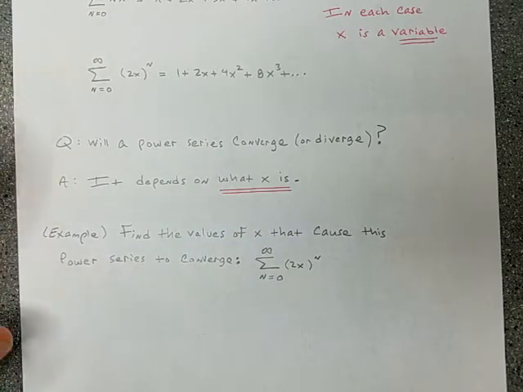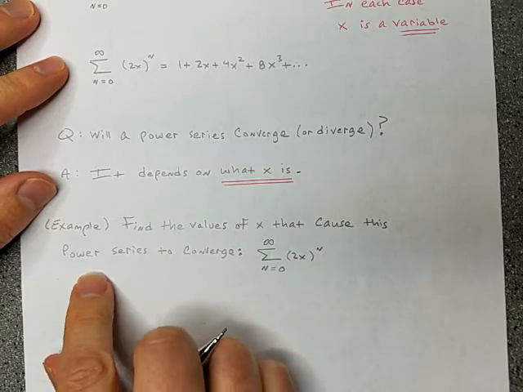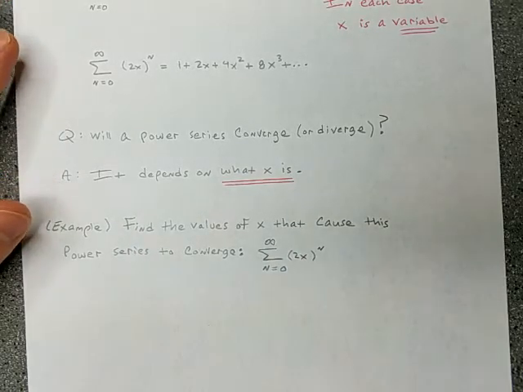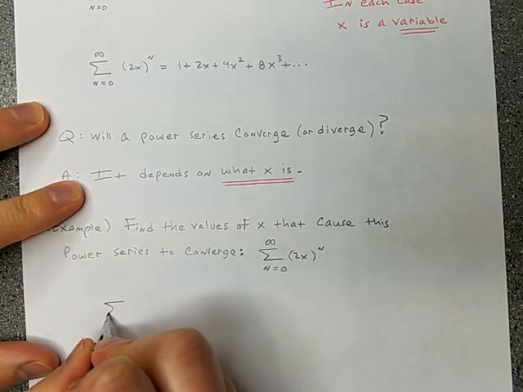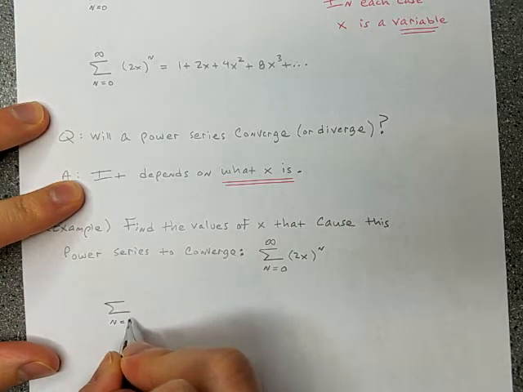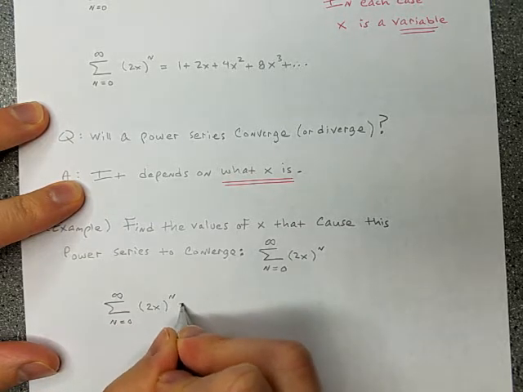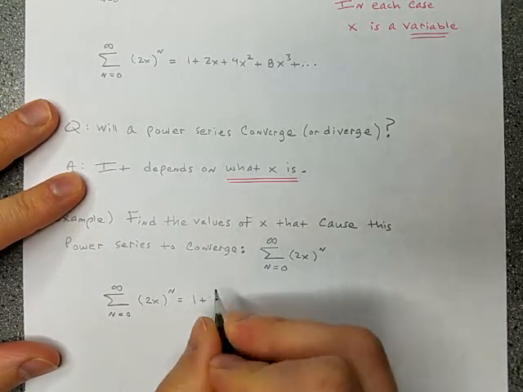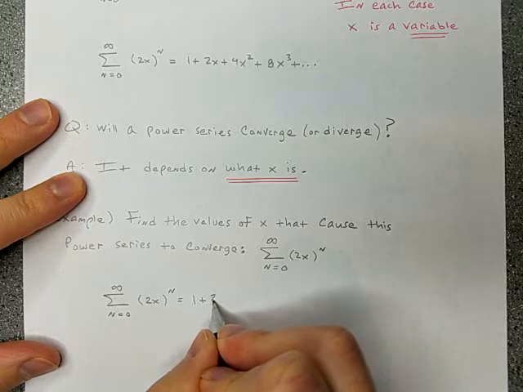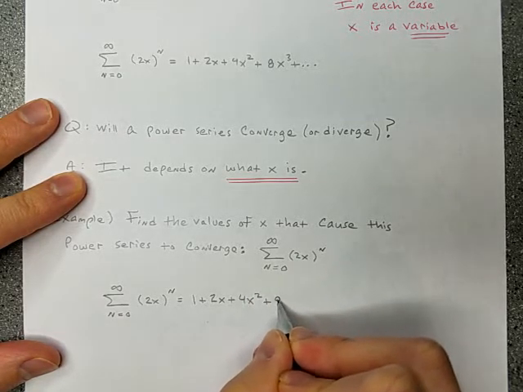So let's see an example of that. Let's use this one that I already mentioned up here. Okay? Find the values of x that cause this power series to converge. All right. So, okay, let's do this. I'm going to go ahead and write it out because I think it can't hurt to do that. All right, so this power series is 1 plus 2x plus 4x squared, right? Plus 8x to the third power.